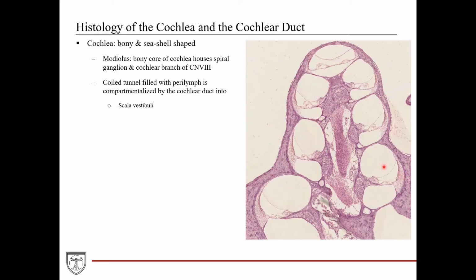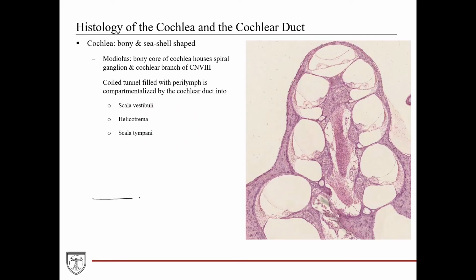The scala vestibuli is superiorly positioned, and the helicotrema is actually at the very tip of the cochlea, and the scala tympani is positioned below the cochlear duct. The helicotrema is where the scala vestibuli and scala tympani become continuous with each other.